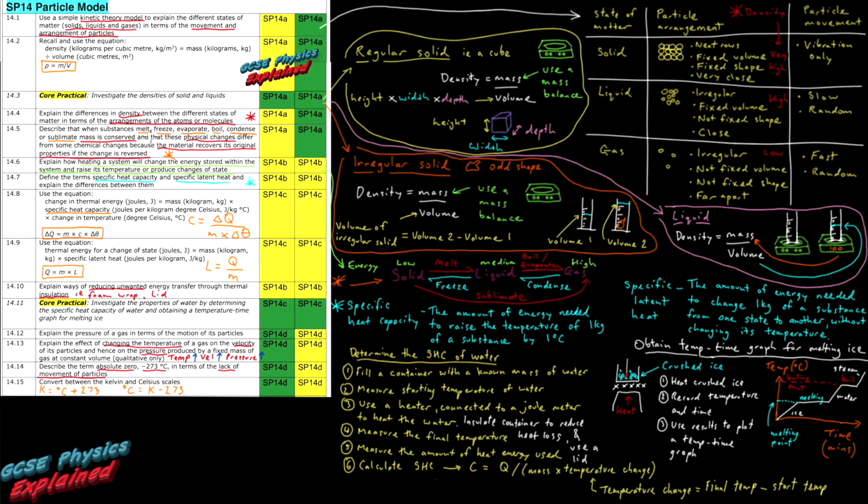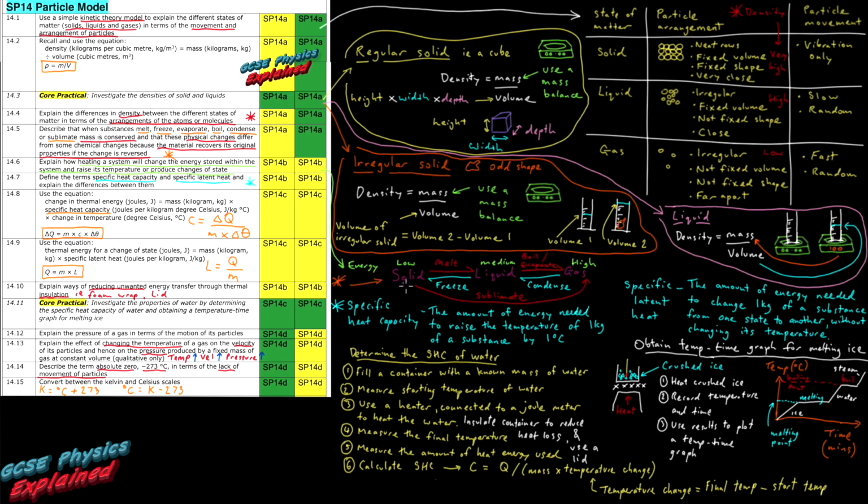Describe that when substances melt, freeze, evaporate, boil, condense or sublimate, mass is conserved. So that just means the mass that goes in equals the mass that comes out, and that these physical changes differ from some chemical changes because the material recovers its original properties if the change is reversed. So sometimes if you have a chemical change, the properties will be totally different and you can't reverse it. But if you're just changing the state of matter, that's just a physical change. And if you reverse the change, you'll get the same properties back.